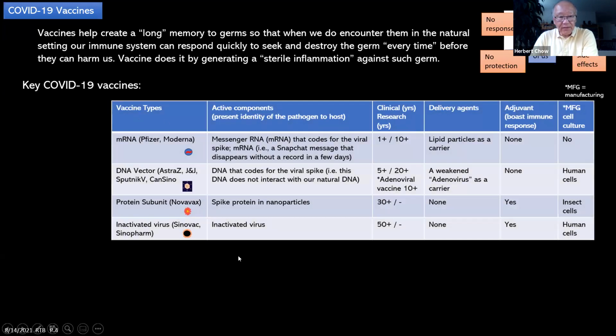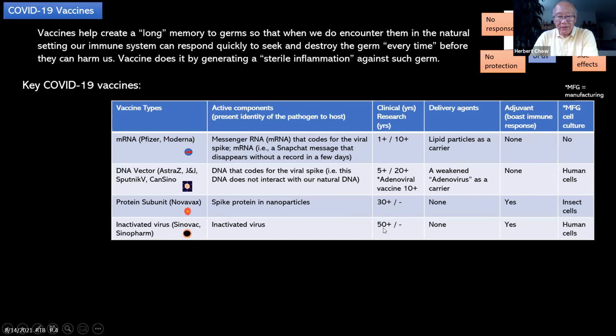So these are the vaccines. These are the four most popular: the messenger RNA vaccine by Moderna, the DNA vaccines by J&J, the Russians, and the Europeans. Novavax makes protein subunits, and then Sinovac has inactivated vaccines. Even though we're only going to focus on two, I just want to give you a comparison.